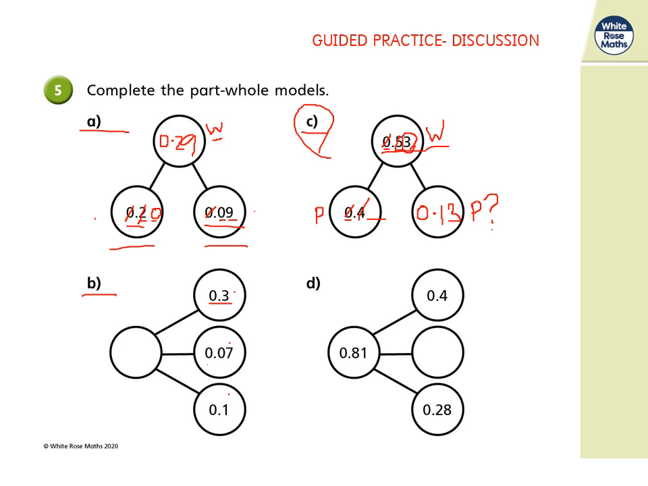I also have 0.07. Here I have 7 hundredths, and I also have the part 0.1. Now then, to get my whole, I must add all of these parts together. Now my top tip for us in this discussion is to always try and add the same values first.